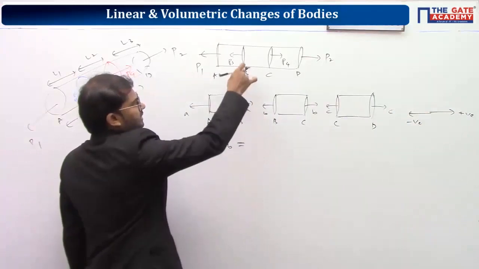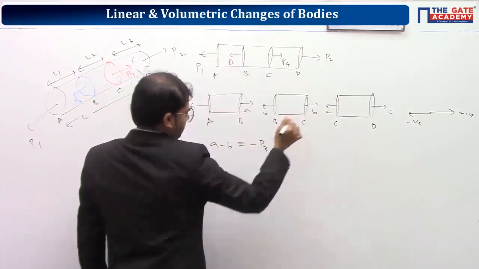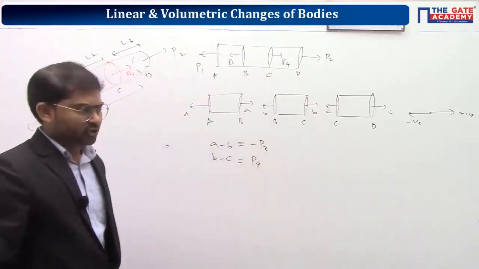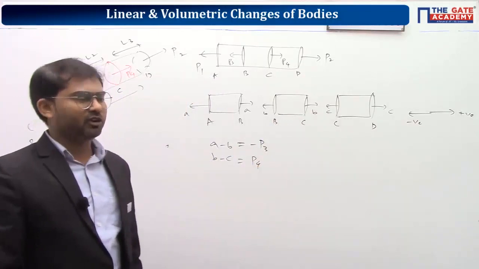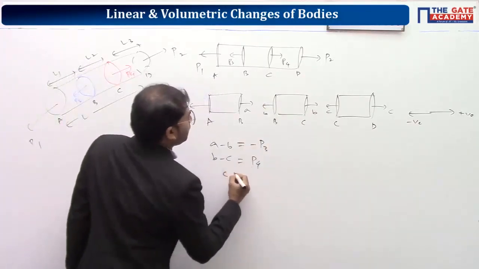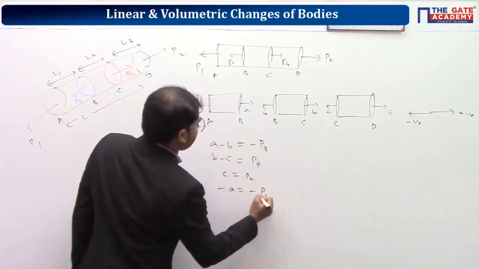A minus B, at junction B, P3 is in the negative direction, so minus P3. At junction C, we should write down B minus C is equal to P4, because B is acting in positive direction, C is acting in negative direction, and P4 is acting in positive direction. And at junction D, there is C equal to P2. At junction A, minus C is equal to minus P1.